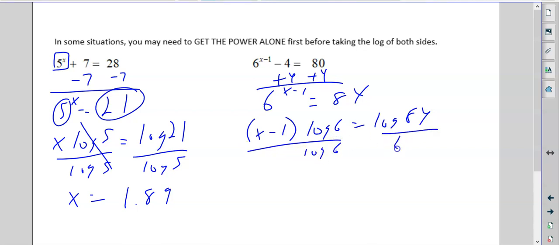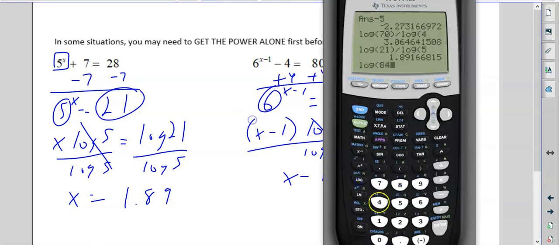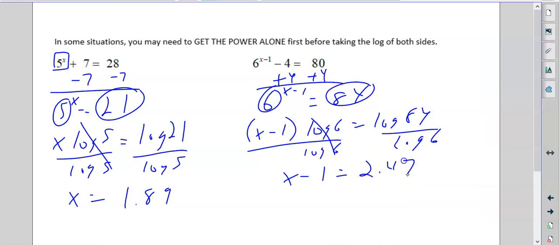Log 6. Again, if you are comfortable with the shortcut and wanted to go right here without showing this, you could have. It's okay. You would have just said x minus 1 equals log of this divided by the log of this. So log of 84 divided by log 6. Close those parentheses. You're going to get sick of hearing me say that. 2.472. The 2 says stay the same, so 2.47. Now this is an easy one to do in your head because we're going to just add 1. No difficulty there. Don't need the calculator for this. 3.47.